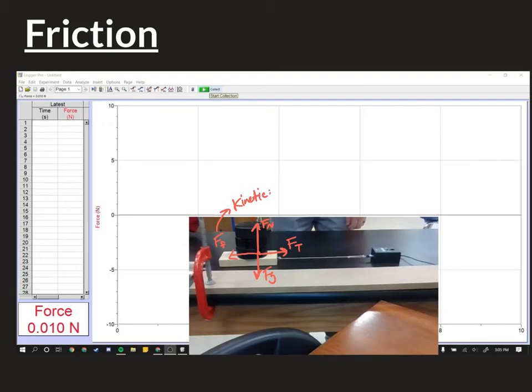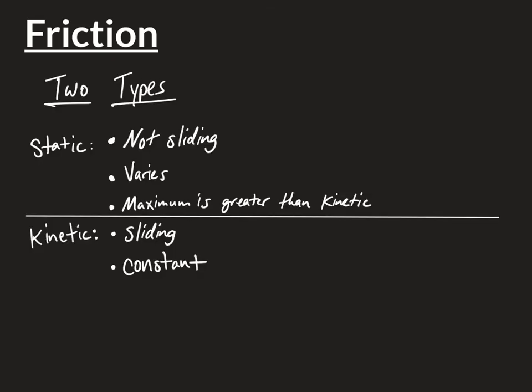And kinetic friction happens when sliding between two surfaces occurs. We'll talk more in a second about the differences in these two types of frictions. Well, in fact, let's do that now. So in terms of these two types, static is when sliding does not occur. Kinetic is when sliding does occur.